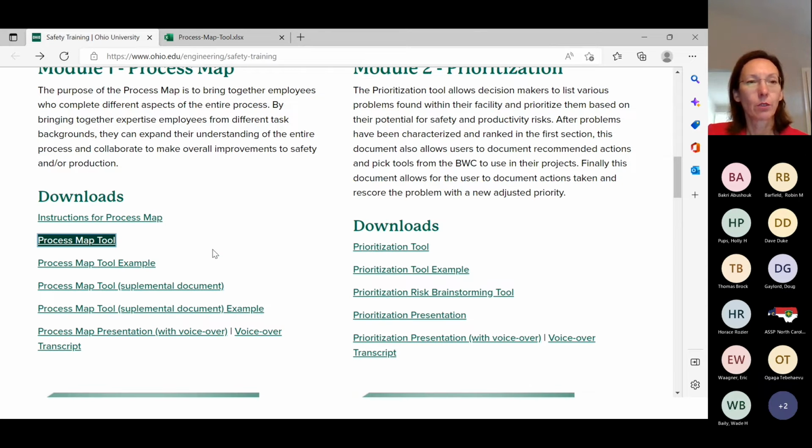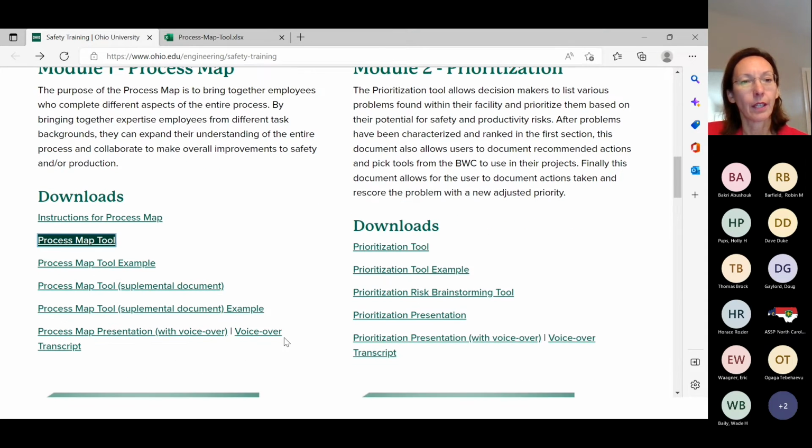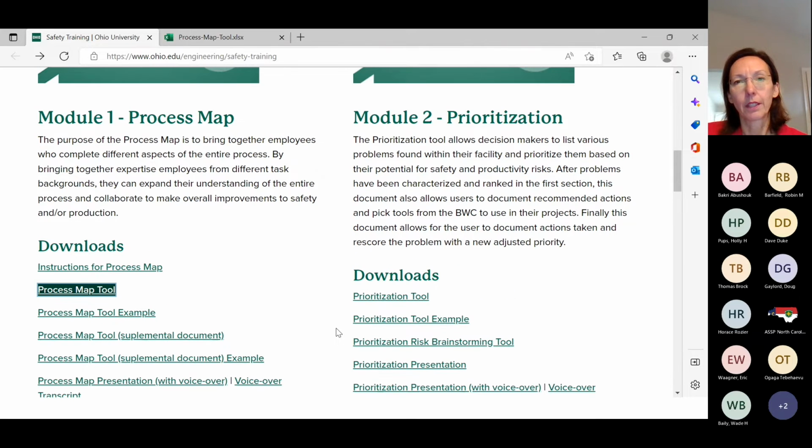So each of these tools, like the process map, you have instructions, you have the actual Excel sheet and an example, and a PowerPoint that goes with it. Then the next thing was a prioritization tool. So just like anything else that you'd go through, the first thing, like, we would go out to the companies, we would do the process map, we would say, okay, what are the different things going on? And then we would evaluate them.